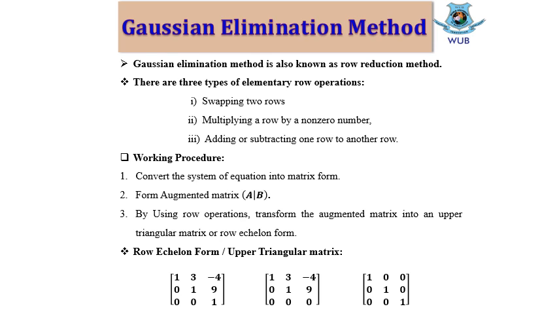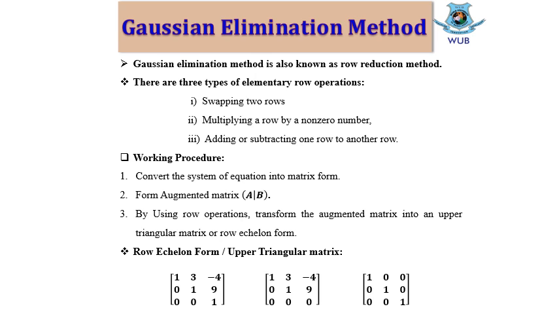Now, what is row equivalent form or upper triangular matrix? In an upper triangular matrix or row equivalent form, all the diagonal values must be 1 and the rest of the values must be 0.